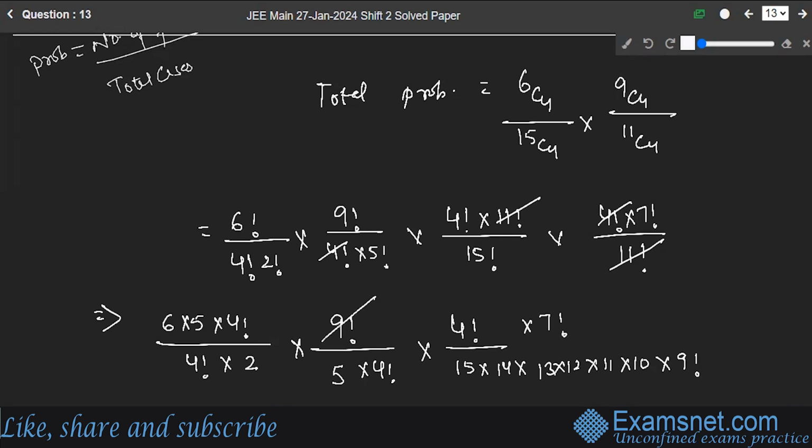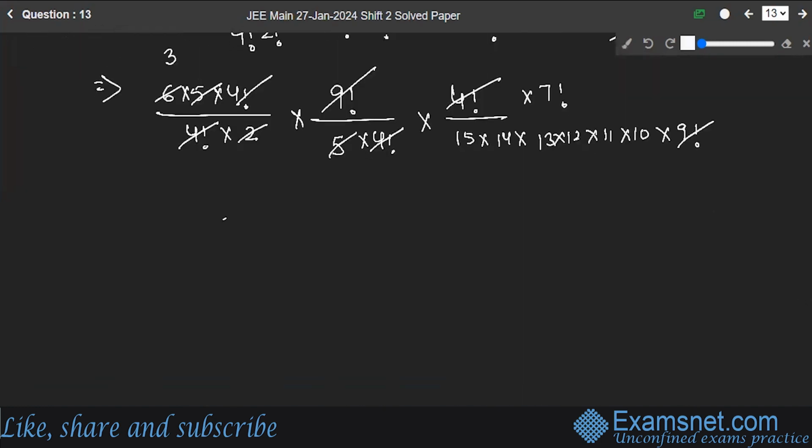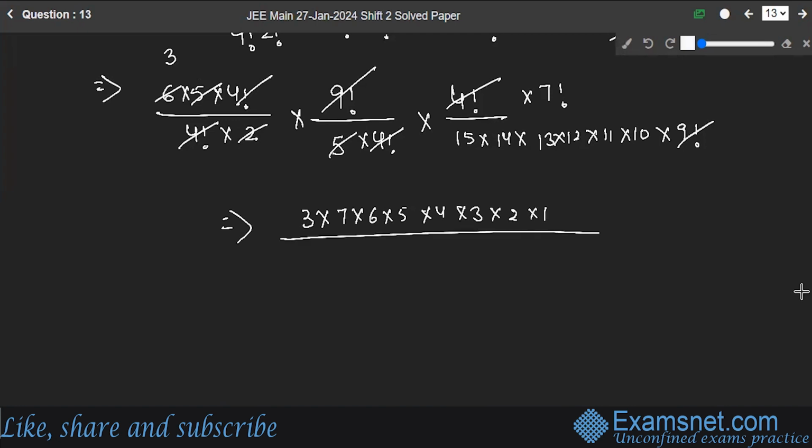Okay. Now this 9 and this 9 factorial will cancel. This 4 and this 4 factorial will cancel. This 4 and this will cancel. Further, this will cancel at 3. And then you have this cancel 5. And you have a 7 factorial over here. Let's open up this also. This is equal to 3 into 7 into 6 into 5 into 4 into 3 into 2 into 1 divided by 15 into 14, 13, 12, 11, 10. I think everything at rest has been cut, right?